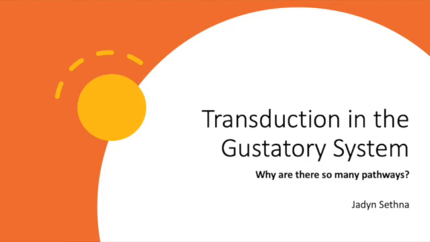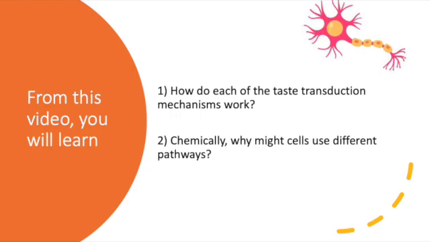Hi, in this video I'm going to be talking about transduction in the gustatory system. We can detect 5 different tastants: salt, sour, sweet, bitter, and umami. But salt and sour have a differing transduction mechanism than the other 3. In our other senses, the transduction mechanism is the same within each sensory system. So why might taste have multiple transduction mechanisms to send the same type of information to an electrical signal?